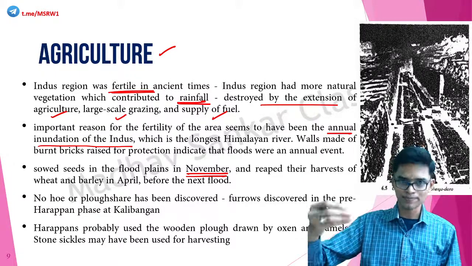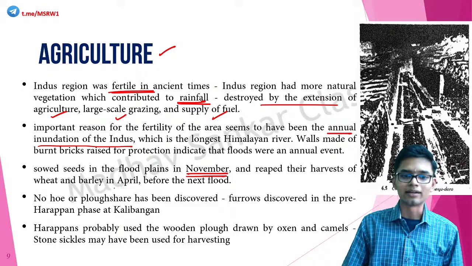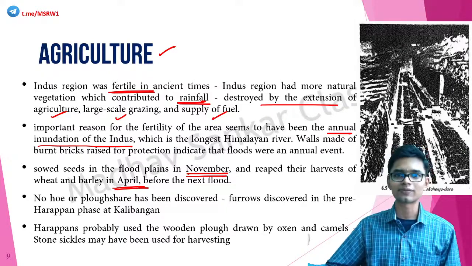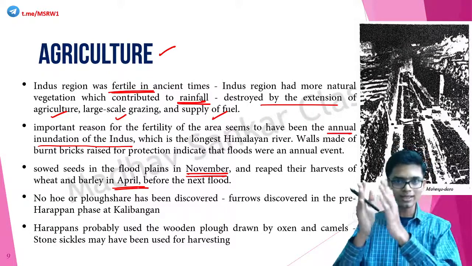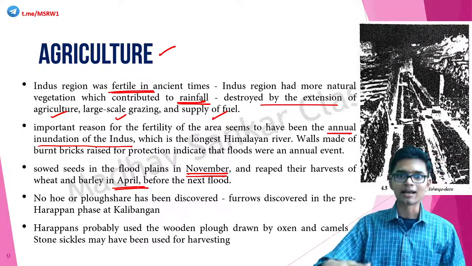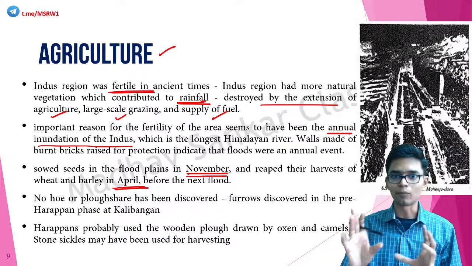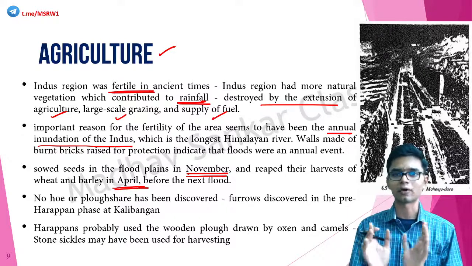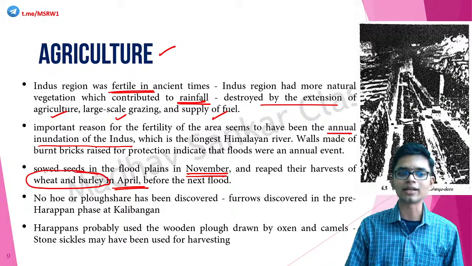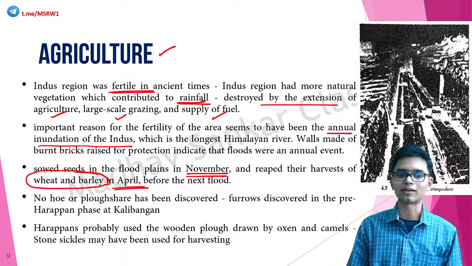They sowed the seed in the month of November and they harvested it in the month of April, just before the next flood. Okay, very soon the next flood will come. So between the gaps of two floods, they reaped and harvested the yield. Wheat and barley were the most prominent agricultural products. There are other products also which we will be studying later, but most prominently wheat and barley were the staple crops that were grown.